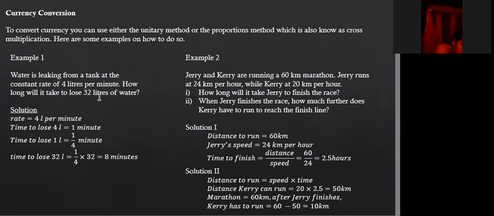So at 4 liters per minute, 1 liter is leaking out every quarter of a minute. And if we want to count how many minutes it will take for 32 liters to leak out, we have to multiply that quarter by 32, which will give us 8.